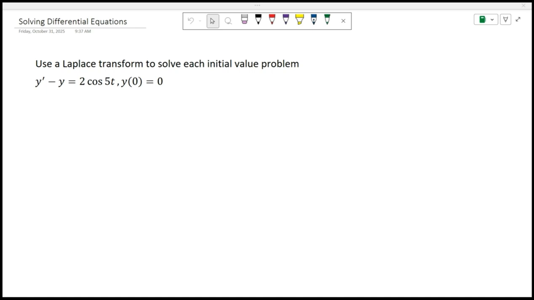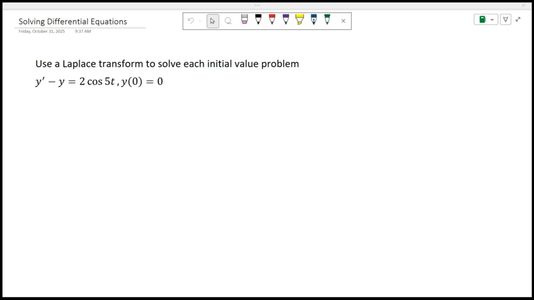Hey there! In this video, we are going to solve a differential equation using Laplace transforms. I have the equation y prime minus y equals 2 cosine 5t, and the initial condition y of 0 equals 0. And I want to use a Laplace transform to solve this.